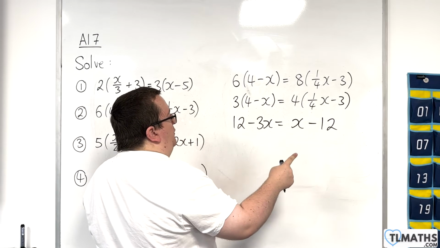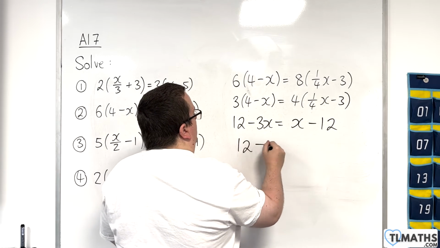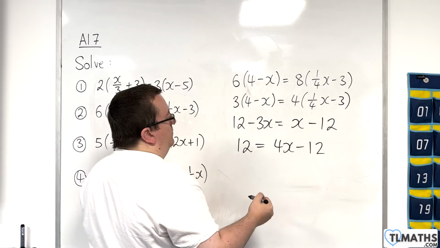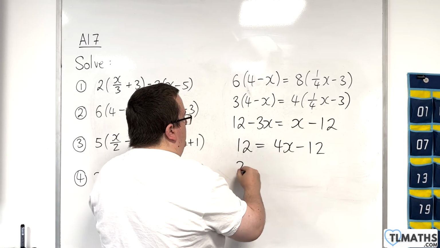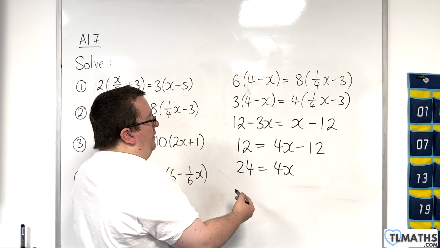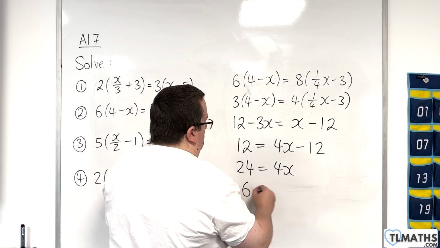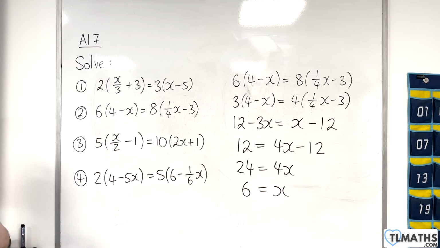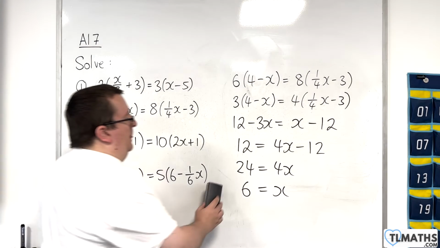So I've got the take away 3x here. So if I add 3x to both sides first, we're going to get 12 is equal to 4x take away 12. Then add the 12 to both sides, so 24 is equal to 4x. And then divide both sides by 4, so x would have to be equal to 6. And that's our answer to number 2.